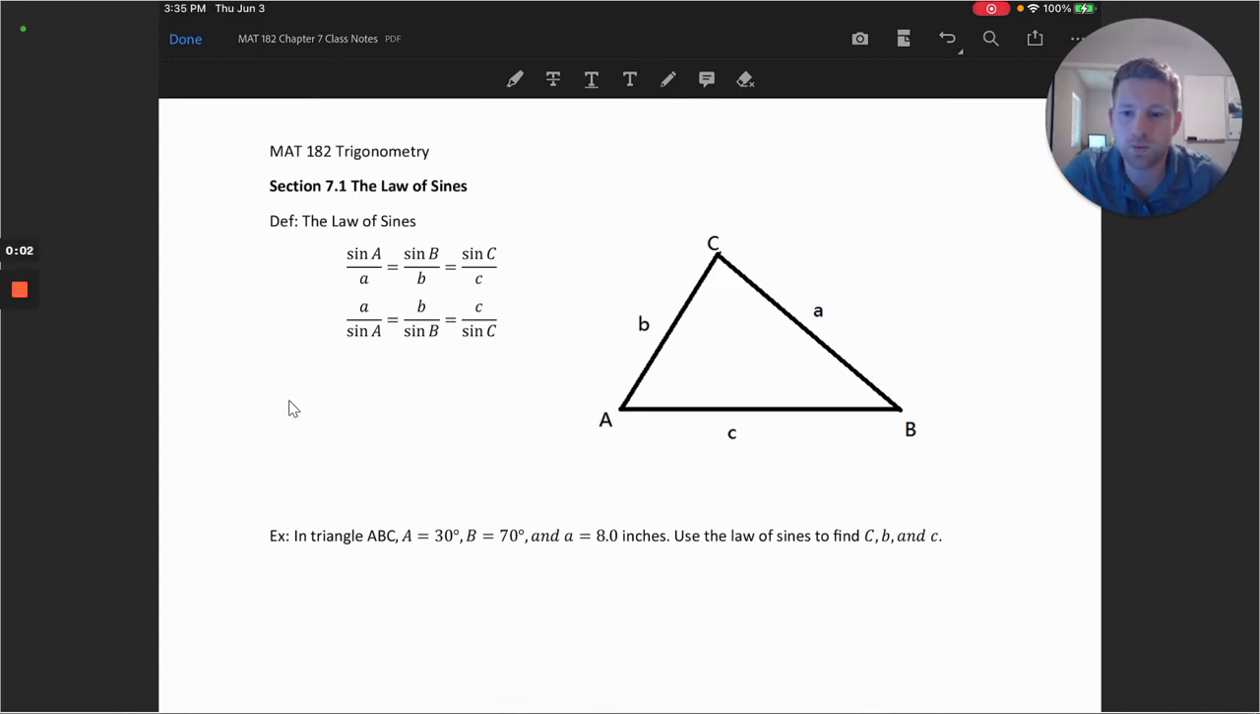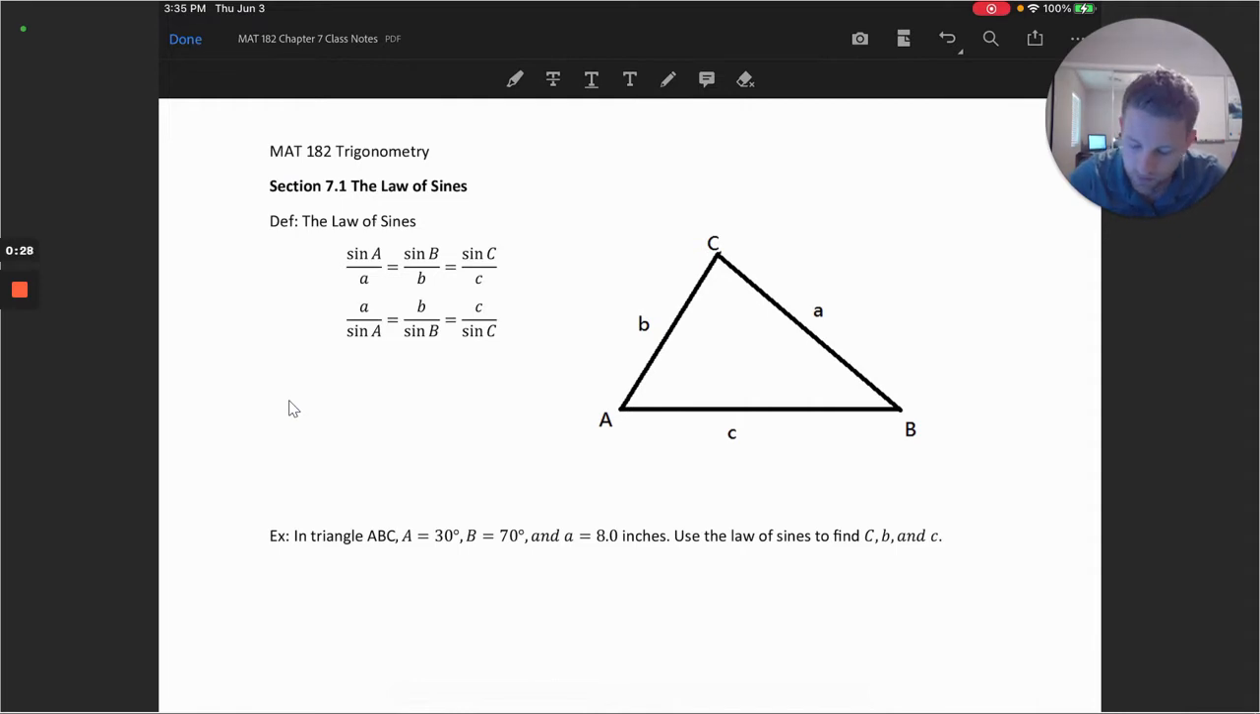Welcome. In this video, we will take a look at section 7.1, looking at the law of sines. This is the first section on really non-right triangles and how we work with them. We've worked with right triangles a lot with our trig functions, and now we're going to apply these trig functions within the context of a non-right triangle.